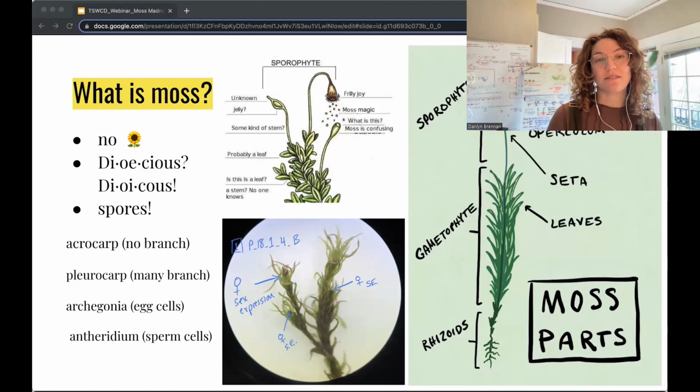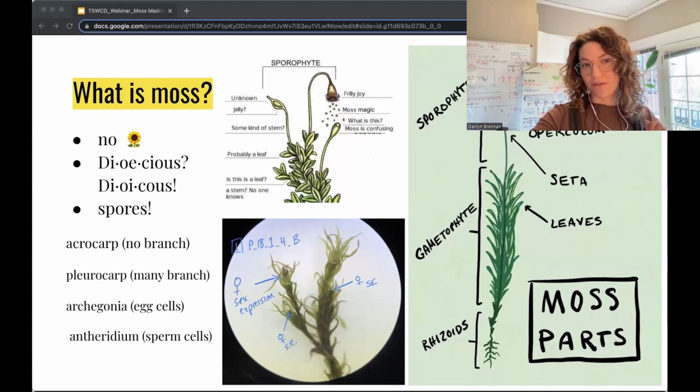That's because the life cycle of a moss is divided into two different stages. There's the gametophyte stage, where it's just the green leaves and the branches. And then there's the sporophyte stage, when it shoots up that little capsule and you see that. I kind of think of it as a moss flower, but it's not a flower.